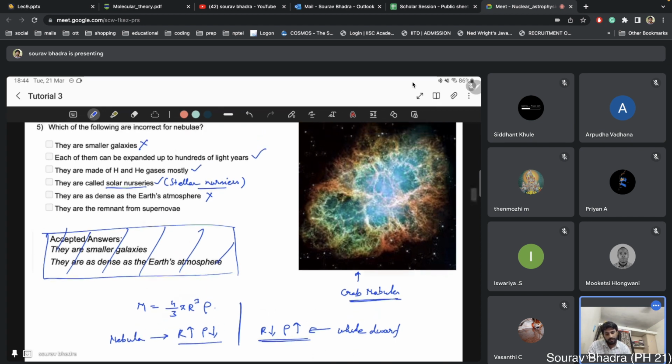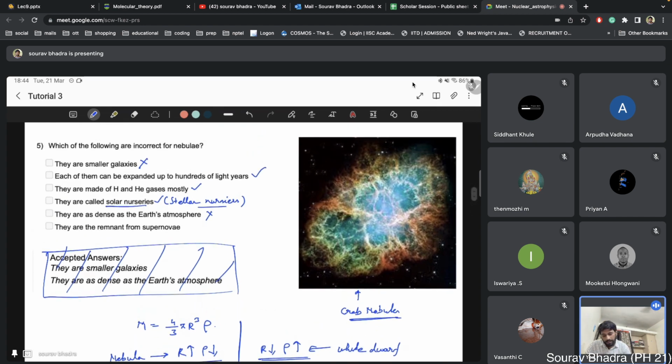Okay, so this is a very diffuse cloud, and they are remnants of supernovae, right? Because the origin of a nebula is the explosion of a star. There was a star inside this Crab nebula which went through an explosion, and all the material you can see right now is actually the remnant of the star. That means the envelope of the star has been blown off. That's why the remnant and the diffuse material are there. So it is the origin. As it is asking for incorrect, this and this will be your accepted answers.